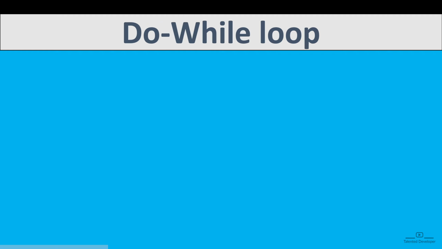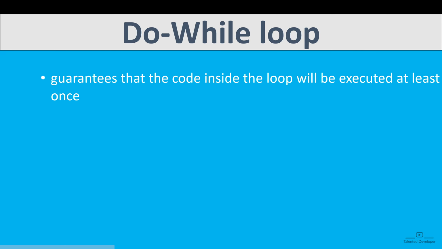So let's talk about what a do while loop is. The key difference here is that the do while loop guarantees the code inside the loop will be executed at least once, even if the condition is false, because the condition is checked after the code is executed. That's why we can say it is an exit control loop.